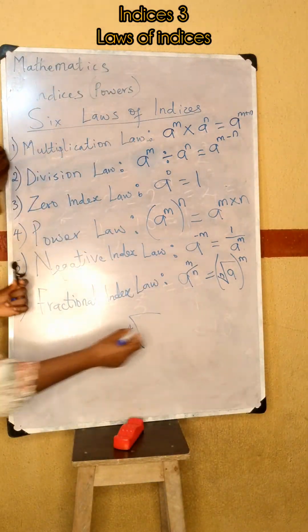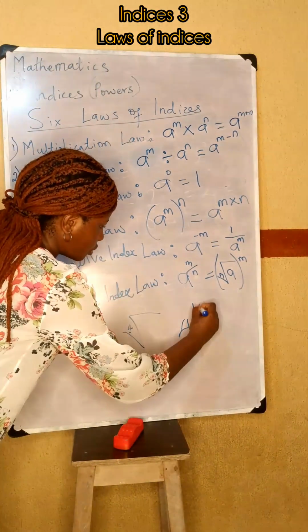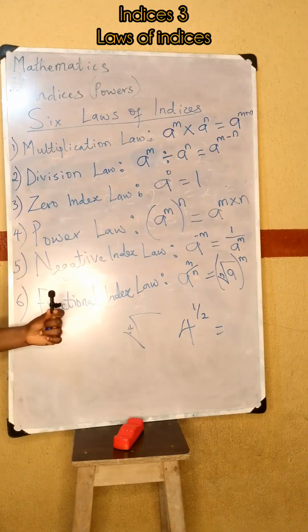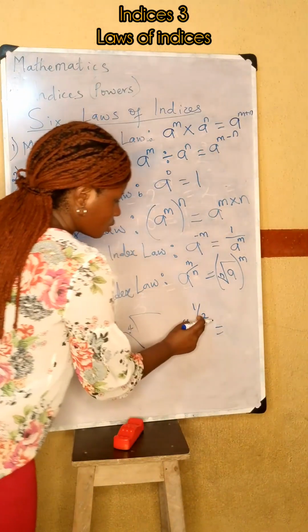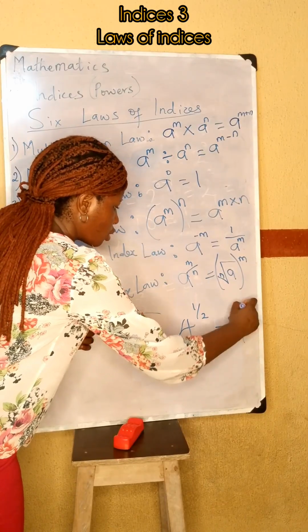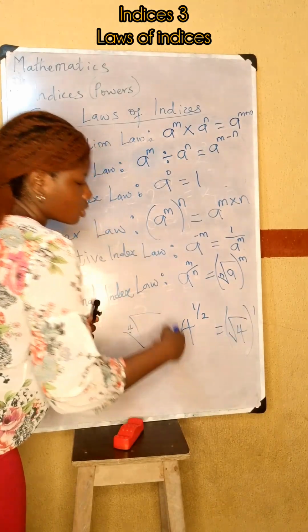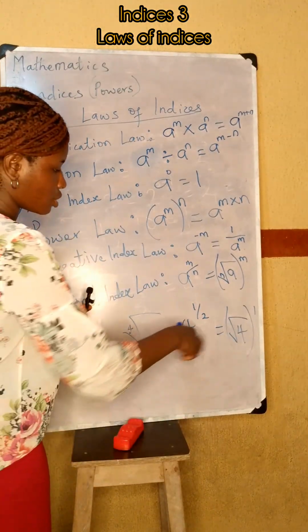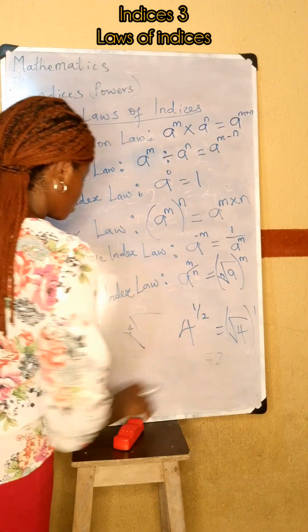Example, if I have 4 raised to power 1 over 2. 4 raised to power 1 over 2 is just saying, because the denominator is 2, it's going to become the square root of 4, all raised to 1. Raised to 1 is still the same thing. So this is just the square root of 4, which is 2.